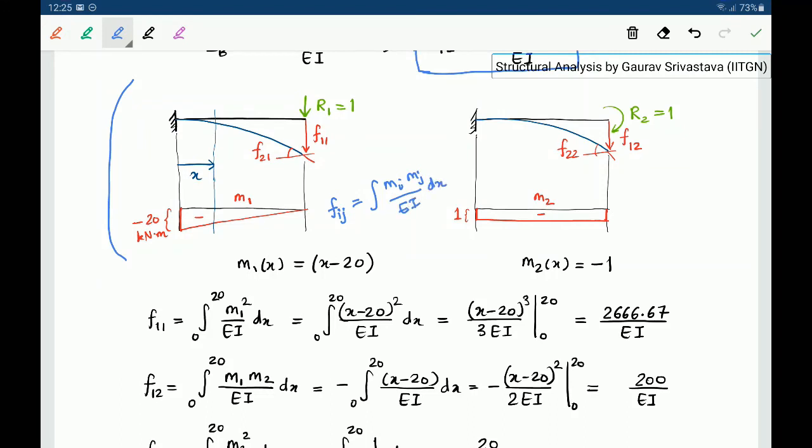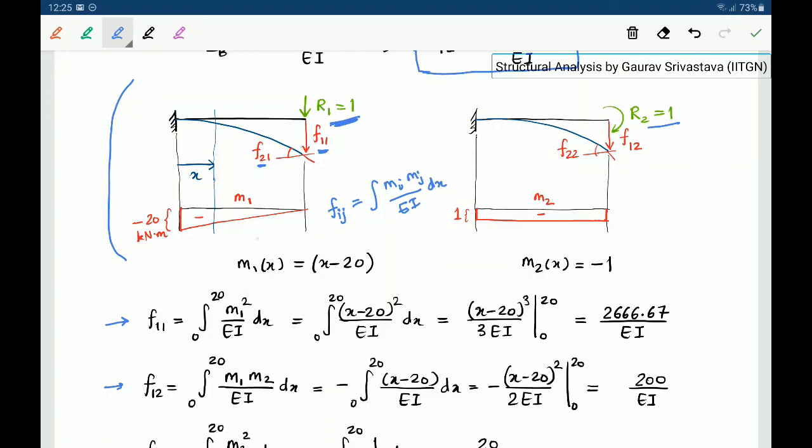Where mi and mj were the internal moment distributions within the beam, within the primary structure, for respective unit loads at i and j, right? So in the first case, we apply a unit load at coordinate 1, and then we calculate the downward deflection F11 and the rotation F21, and that will be the flexibility coefficient. For this we can use direct integration, or we can again use the area moment method, whichever way is possible.